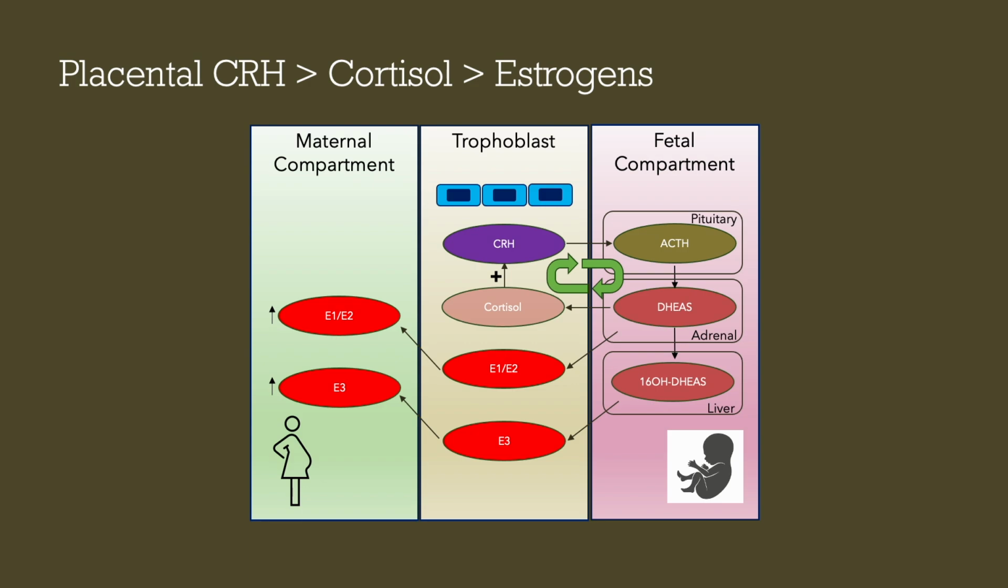So that DHEAS will move back into the trophoblast at higher levels and then be converted into E1 and E2, which goes into the maternal compartment. And some of that DHEAS will go to the fetal liver and get converted to 16-hydroxy-DHEAS, again back into the trophoblast where it's made into E3. And that estriol will move into the maternal compartment. And so again, the positive feedback loop, while also increasing fetal cortisol to mature the fetal tissues, also increases the maternal, fetal, placental production of these three estrogens.